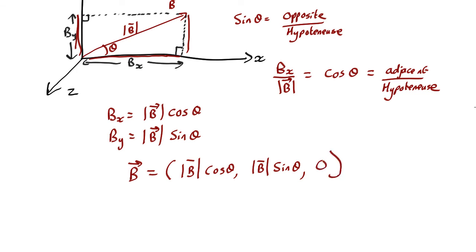And you could do similar things if your vector was in the x and z plane. Again, it depends whether your angle is this angle or that angle, but you can use the definition of sine and cos to work out which component is which, and work it out all similarly.